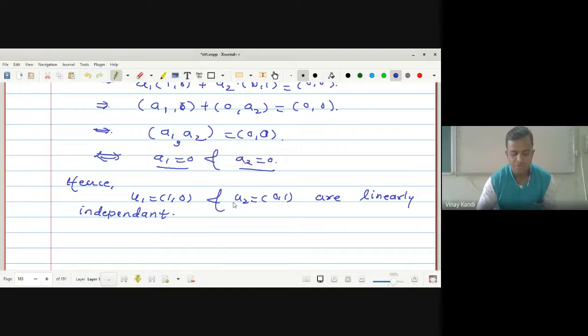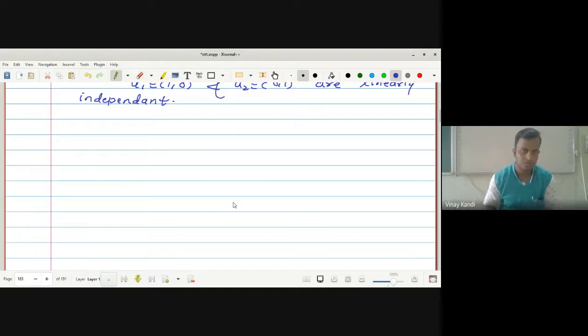Now, we know that. What is the linear combination? Once again, look at the definition of linear combination. Any vector. Okay, before going to the next point, some remarks are there, or some notes are there. What are the remarks?